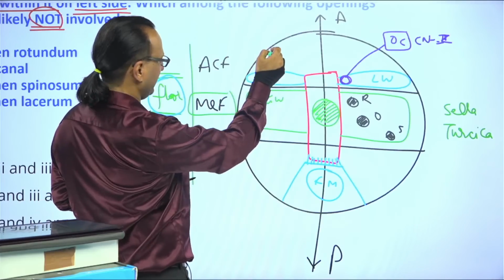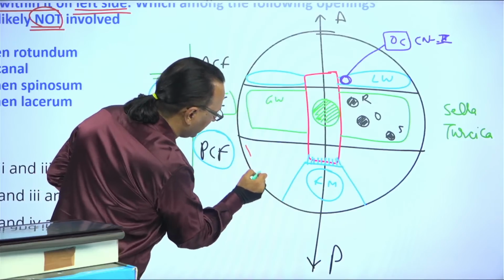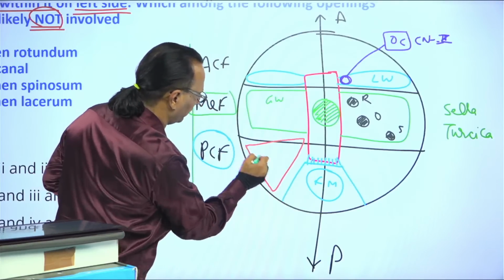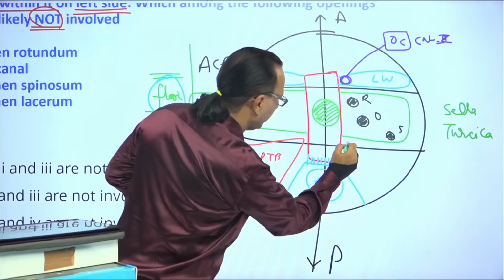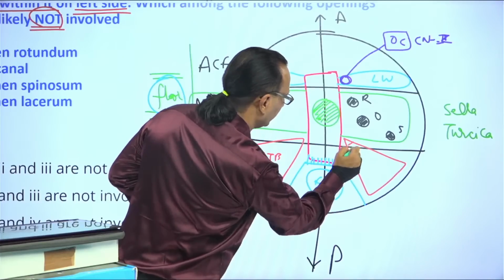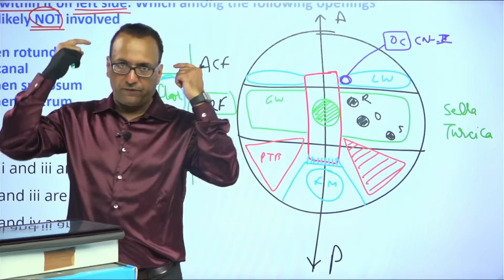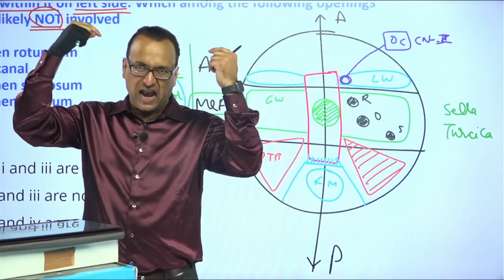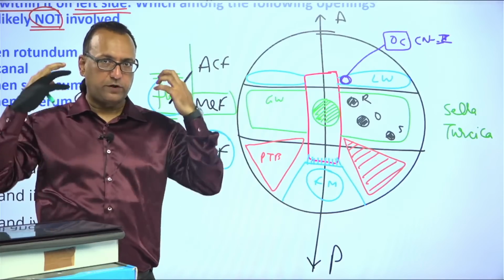Should be evident enough. Let us take orange color if possible. Petrous temporal bone. Let me draw it here also. Inside the petrous temporal bone, you have the inner ear and middle ear. So the inner ear and middle ear are in the petrous temporal bone.